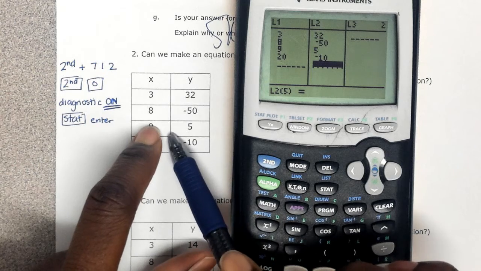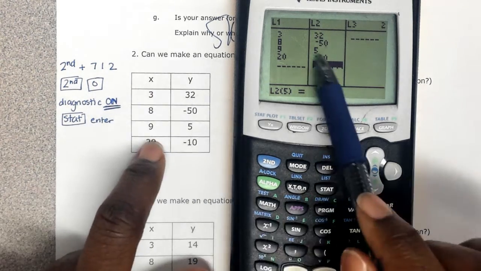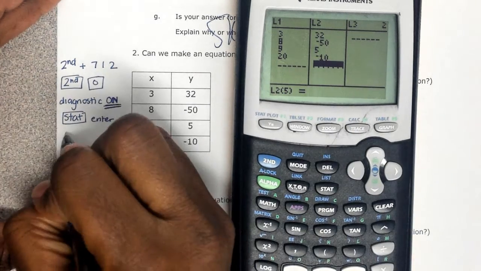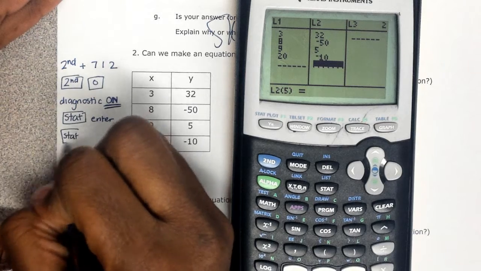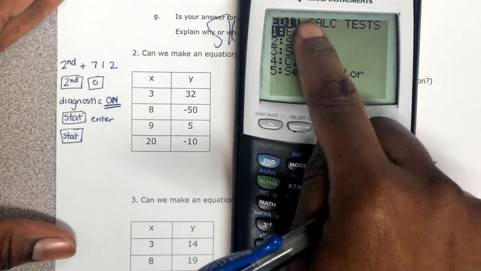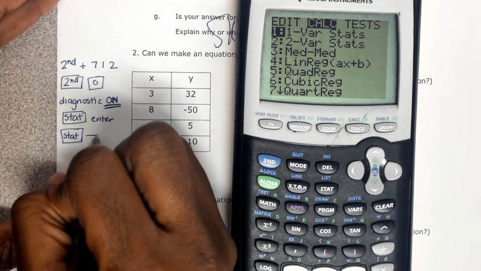It's going to tell you error. If you get an error, always go back and check and make sure you have all the numbers in there correctly. All right. So now that I have my numbers in here, I'm going to press stat again. Then you have to go over to calc. How do you go over? Press the right arrow. So over to calc.